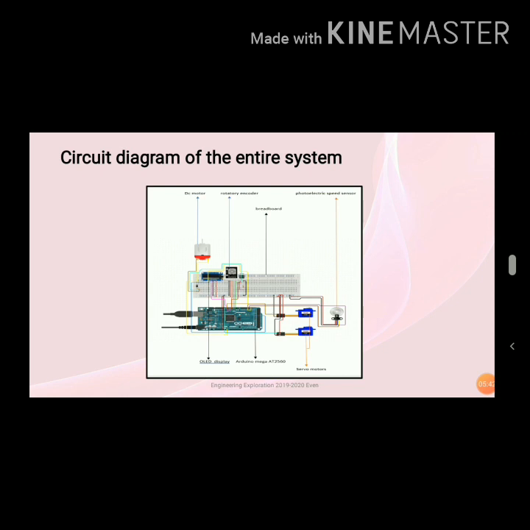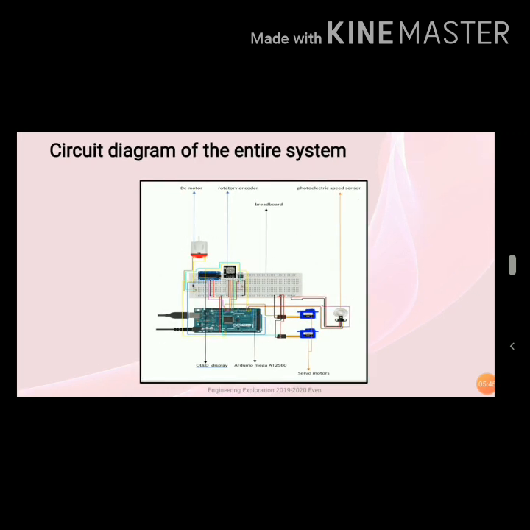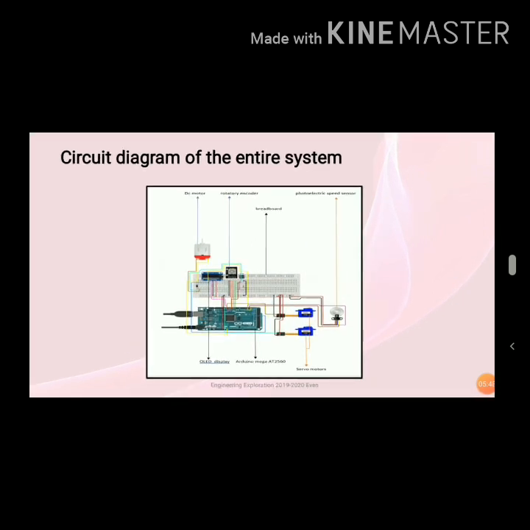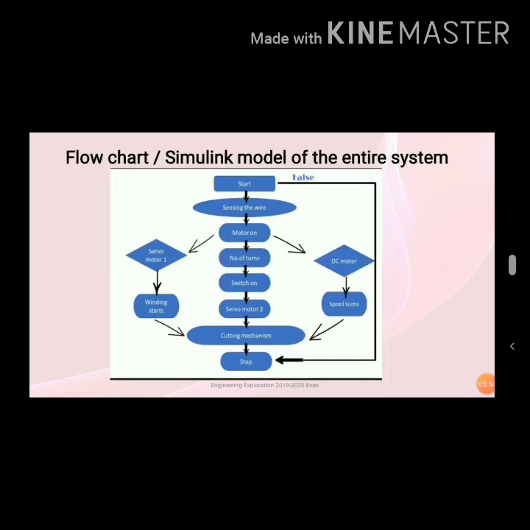Next, we have the circuit diagram of the entire system. It consists of the DC motor, rotary encoder, breadboard, photoelectric speed sensor, LED display, Arduino Mega and the servo motors. So, the flow chart of our entire system.